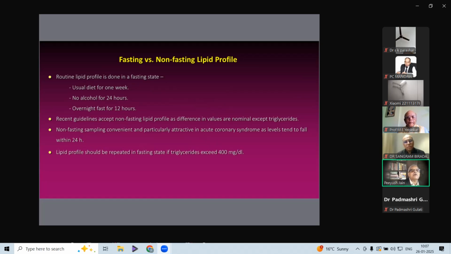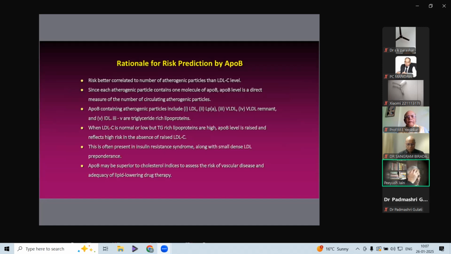Okay, let's now straight away go on to other parameters, and let's see whether there is an incremental value of other parameters like ApoB, etc., and start with ApoB. So we know that the risk of the cardiovascular events are better correlated to the number of atherogenic particles than the LDL-C levels.